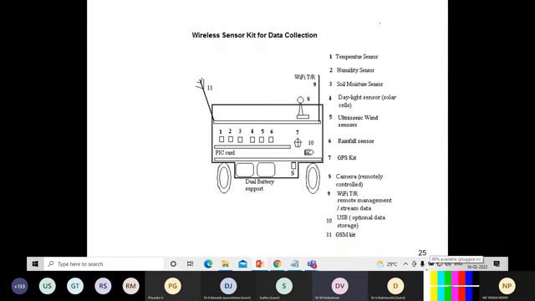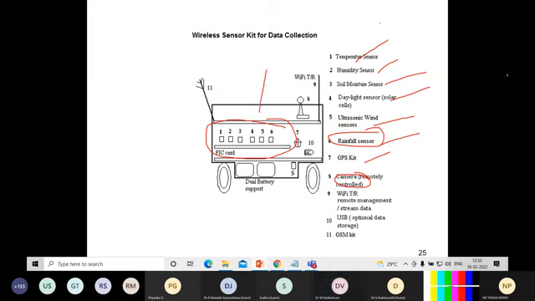So this is a small sensor kit we have proposed, right? We can see there are different sensors deployed here: temperature sensor, humidity sensor, soil moisture sensor, daylight sensor, okay, ultrasonic wind sensor, rainfall sensor. There is a rainfall sensor itself, okay. Then a GPS kit, because you have to monitor the location, okay. Then a camera. There are many things we have deployed. A small device we have proposed.